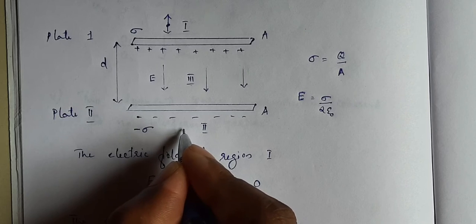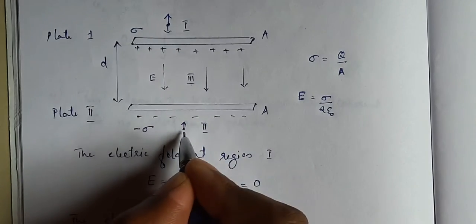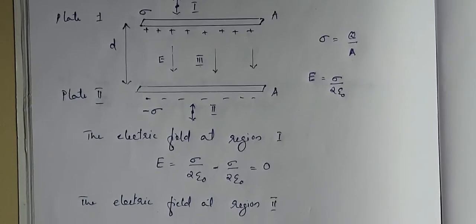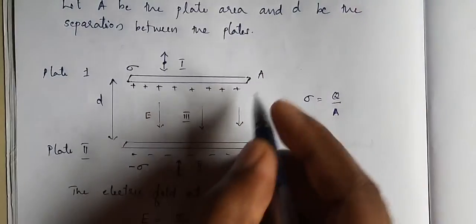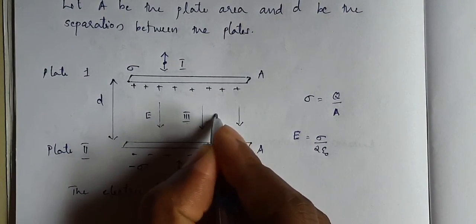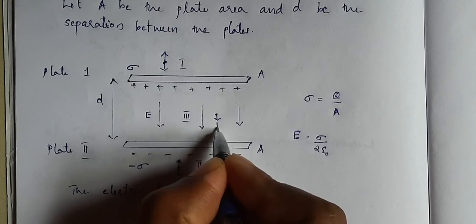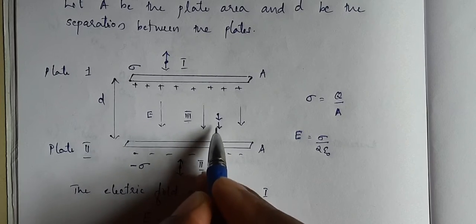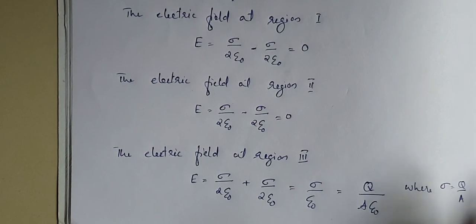Similarly at region 3, the electric field due to the negative plate will be towards the plate, but due to the positive plate it will be away from the plate. So in this region also the net electric field will be 0, the fields cancel out. But check the point in between the plates. Due to the positive plate, the electric field is away. Due to the negative plate, again the electric field is on the downward side, towards the negative plate. So here the net electric field adds up. You get the total electric field as sigma by 2 epsilon naught plus sigma by 2 epsilon naught, that is sigma by epsilon naught.